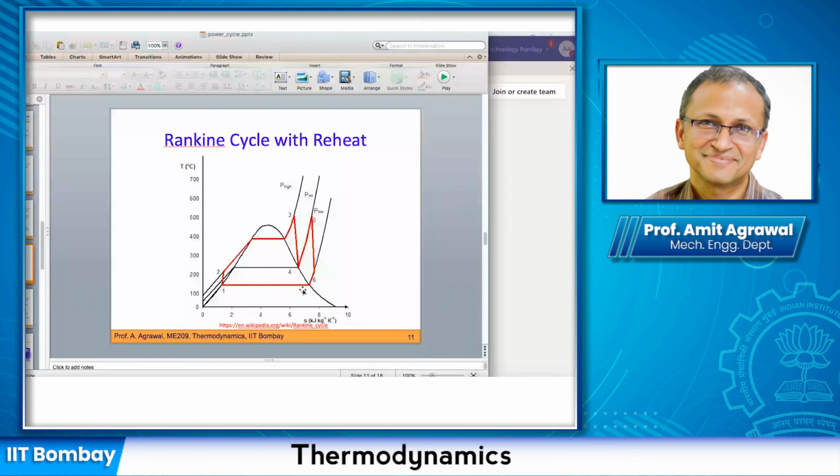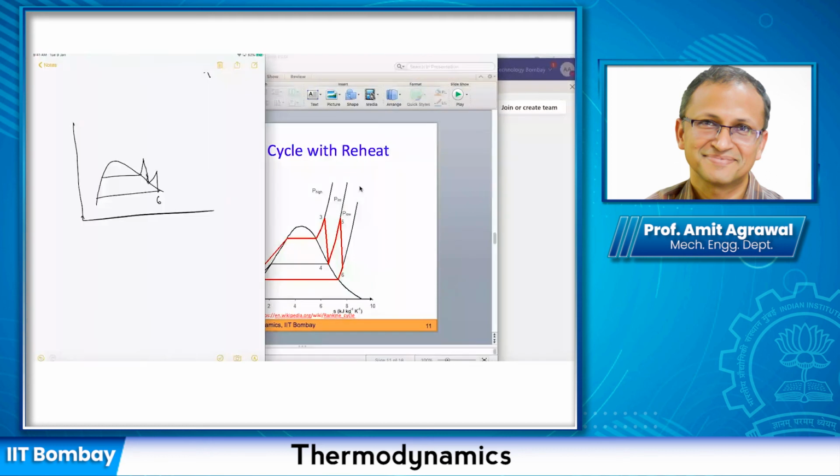So the way I have drawn it on the iPad is actually what you can. So you may want to take it a little bit inside the dome, so that your quality is not 1 but slightly less than 1. Let us say 0.9. If you can tolerate 0.9 or 0.95, whatever you can tolerate, you can take it to that level, and then you can go for a heat rejection.